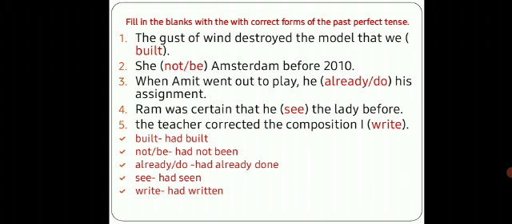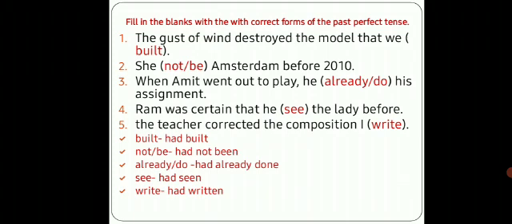Number 4. Ram was certain that he had seen the lady before. See, saw, seen, and of course you have to use the past form of what? The verb to have, so had.